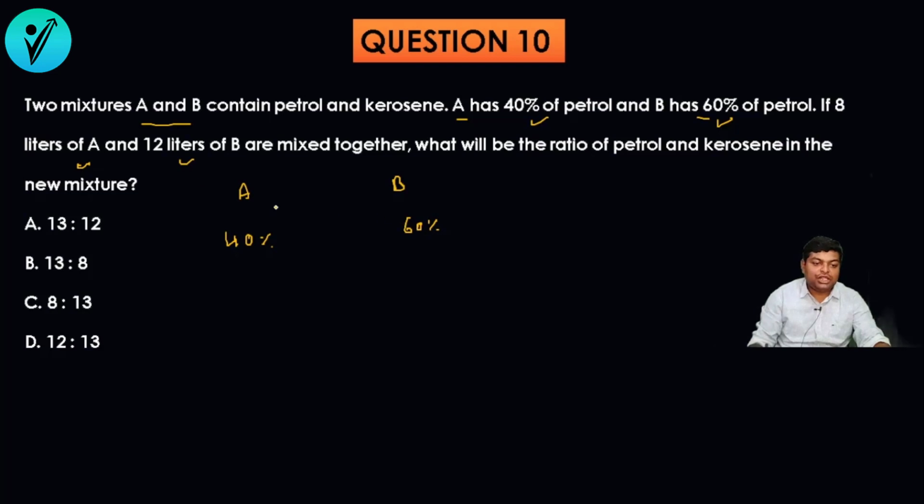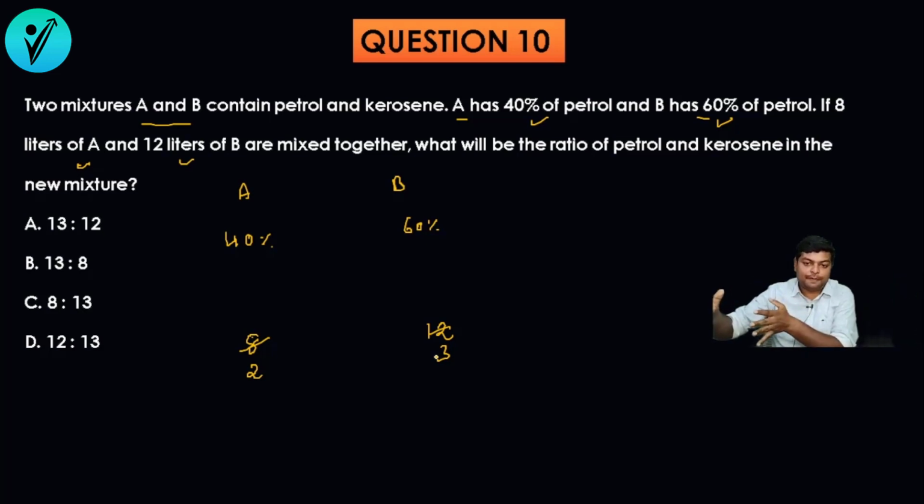Now what you are taking? You are taking 8 liters of A and 12 liters of B. If I take the simple ratio, we can say that it's 2:3. Means we have taken 2 parts of A and 3 parts of B. Or in other words, we can simplify this question like this: कि there are 2 varieties of rice. One is 40 rupees per kg, another one is 60 rupees per kg. We are mixing both the varieties.